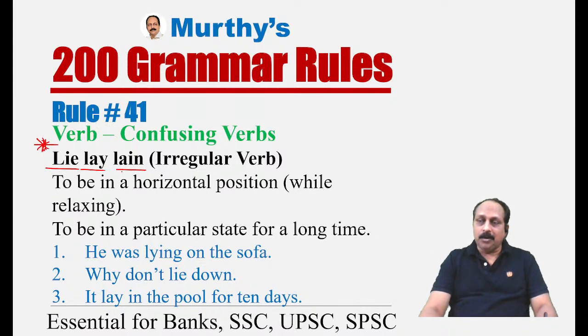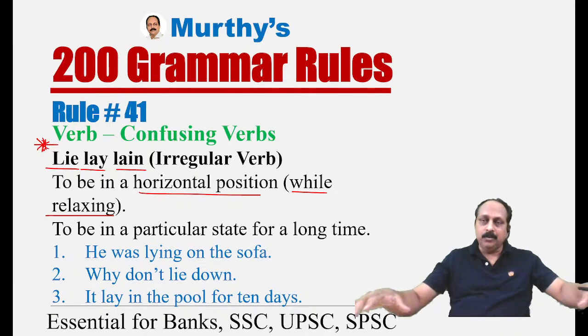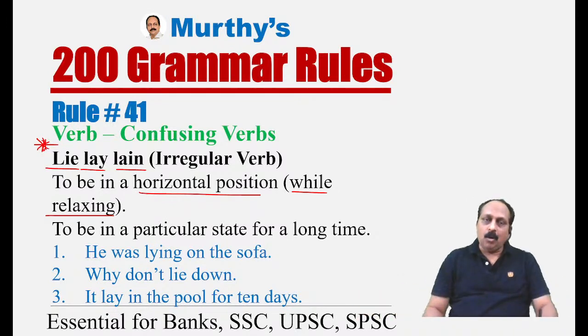Here you don't see D or ED, so it is an irregular verb. And it has 2 different meanings. Meanings also you have to know, very important. To be in a horizontal position while relaxing. Imagine someone is tired. That person wants to relax. To relax, that person may lie down. Means he is going to be in that horizontal position. Everyone knows this meaning, lie down. When someone says, I'm tired, what do we say? Why don't you lie down over there?